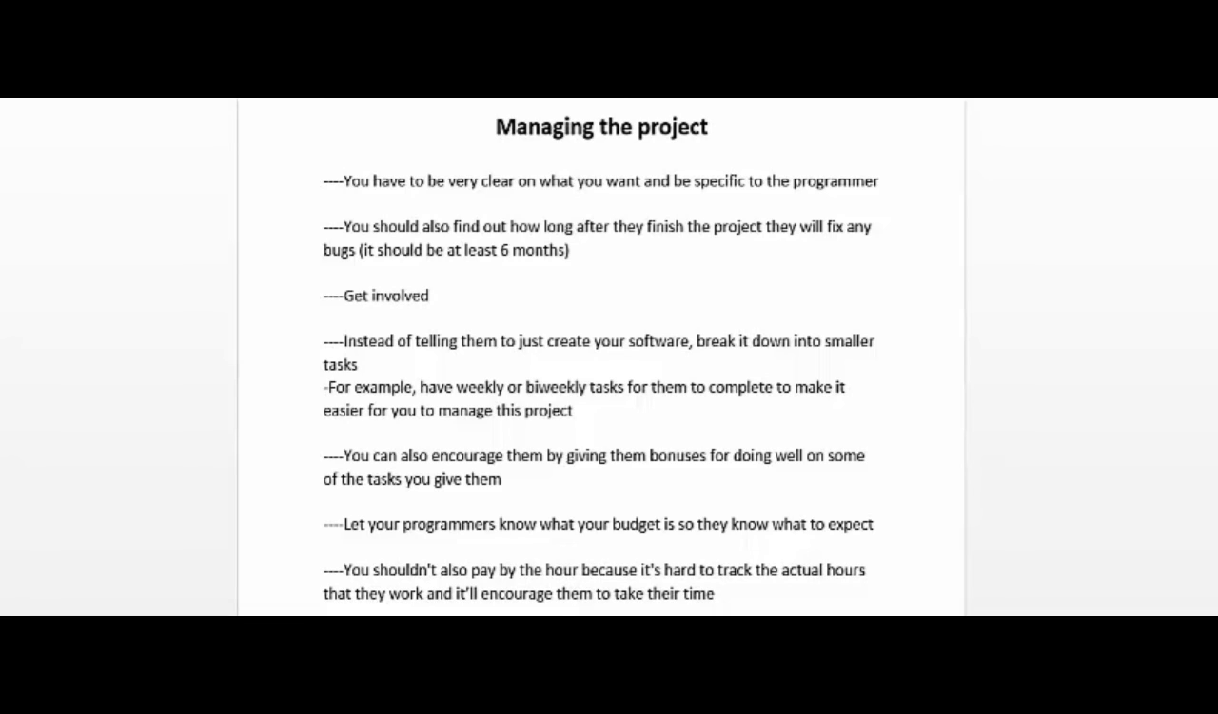Okay, and you could also encourage your programmers or coders by giving them bonuses for doing well on some of the tasks that you give them. You also want to let your programmers know ahead of time what your budget is so they know what to expect. With that being said, you shouldn't pay by the hour because it's hard to track the actual hours that they work, and that only encourages people to take their time on your project.